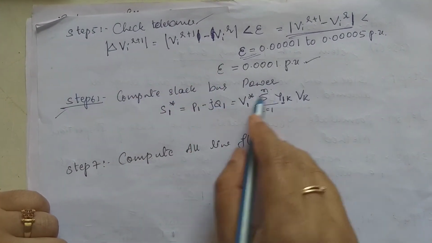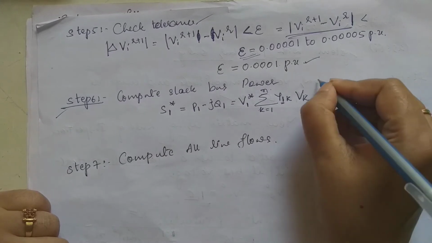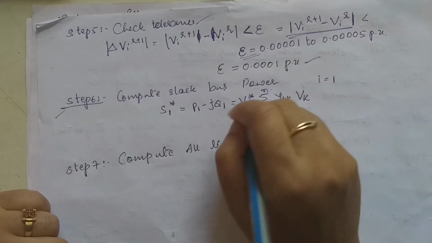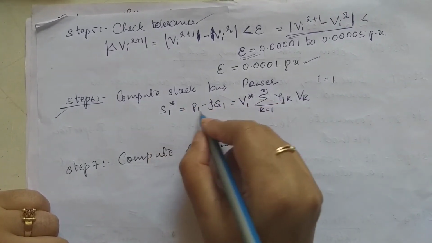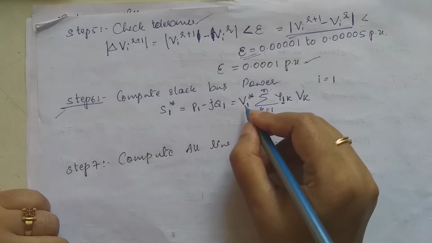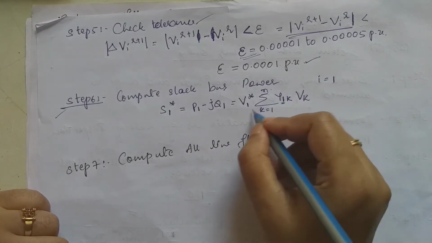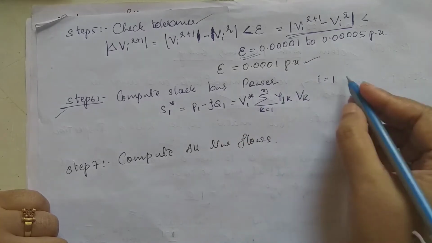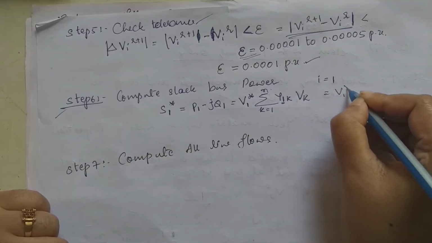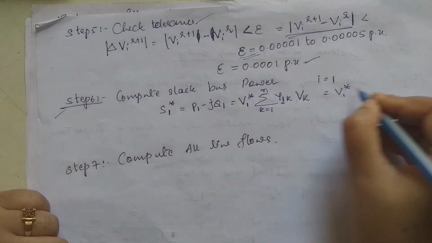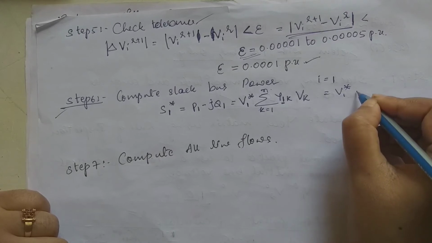The slack bus power: we know that the slack bus is the first bus. So S1 conjugate is equal to P1 minus jQ1, is equal to V1 conjugate times I1. Why V1 conjugate? Because S1 is equal to V1 times I1 conjugate, so S1 conjugate is equal to V1 conjugate into I1.